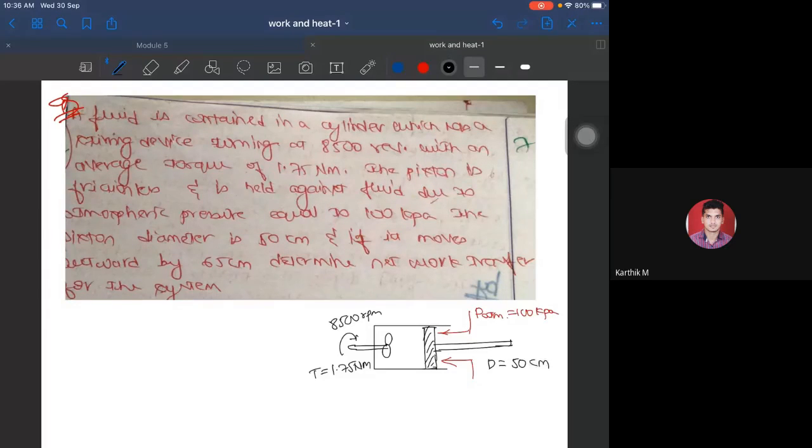If it moves outward by 65 centimeters, what does he say? In the sense, the piston is moving outward in this direction, for 65 centimeters. So the piston is moving outward about 65 centimeters. Determine the net work transfer for the system. So meanwhile, take the question as well as the little representation of the diagram, and just intimate me once you have done.